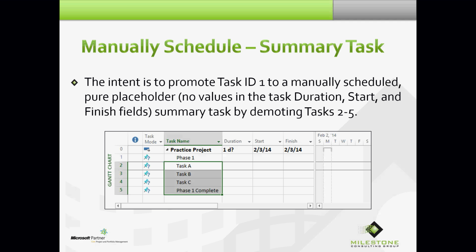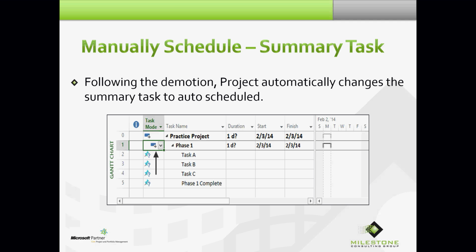Now, there are certain characteristics of maneuvers that you take regarding manually scheduled mode that I don't quite agree with, but you just have to learn how things take place depending upon the actions that you take in Project. So right now I have task A, B, C, and phase 1 complete selected, and I want to indent them. I want to demote them. So when I do that, okay, I now have my summary task, but based on the way I went about it, it automatically took phase 1 and changed it to auto scheduled. I'm not sure to this day if that's a design flaw.